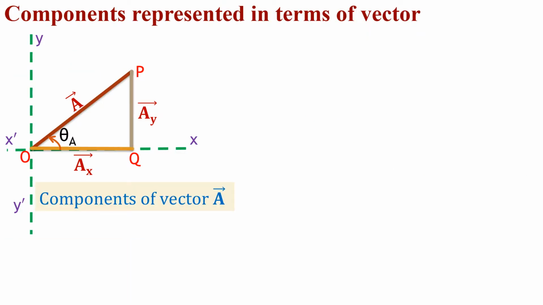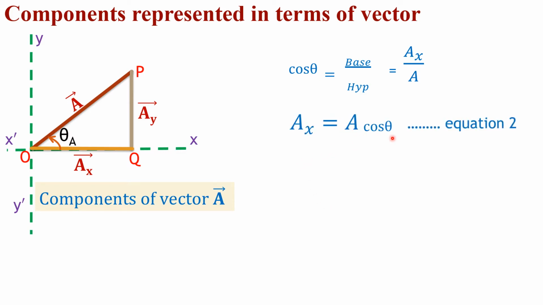Components represented in terms of vector. Considering triangle OPQ, without considering the sides of the triangle as vectors, it forms a right angle triangle OPQ. Using the trigonometric relation, cos theta is equal to base upon hypotenuse. Here base is AX and hypotenuse is A. We have taken the magnitude of vectors. By rearranging, we get AX is equal to A cos theta. Let's say it is equation number 2.